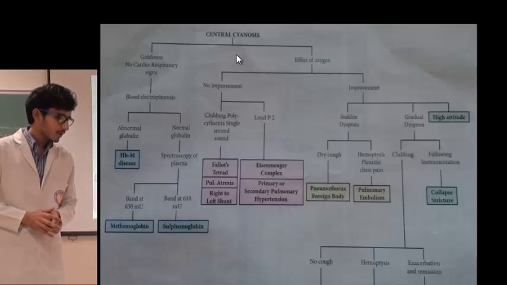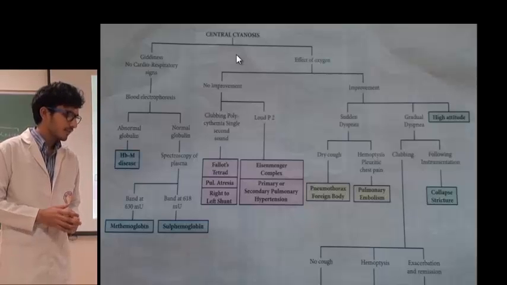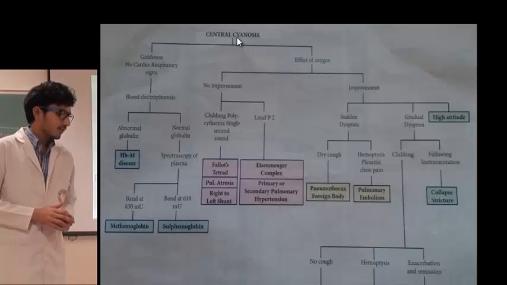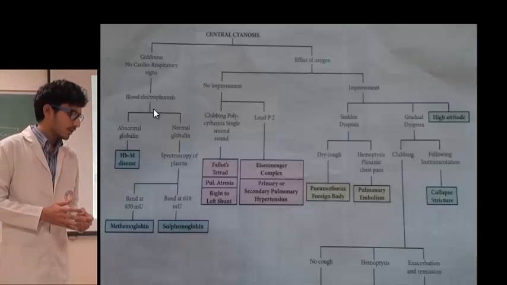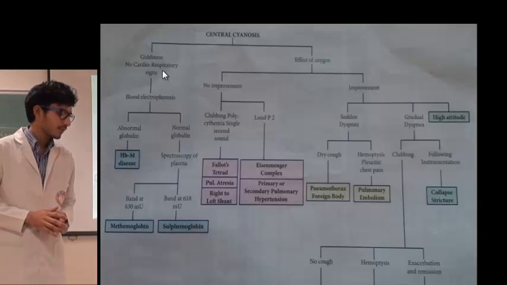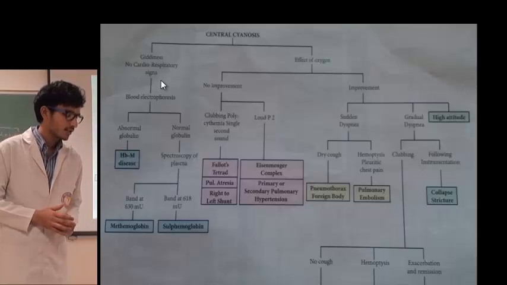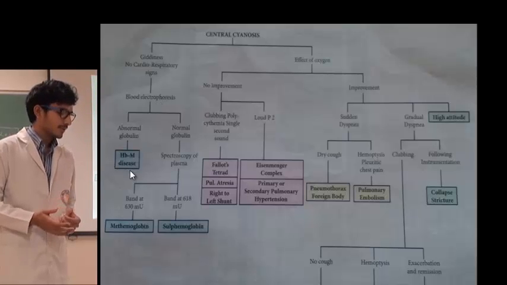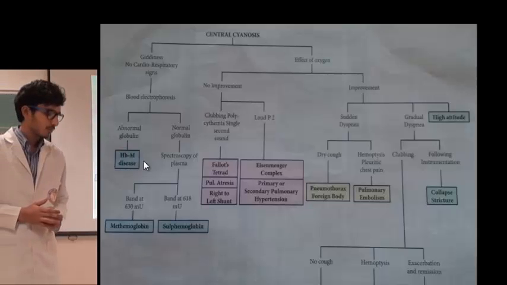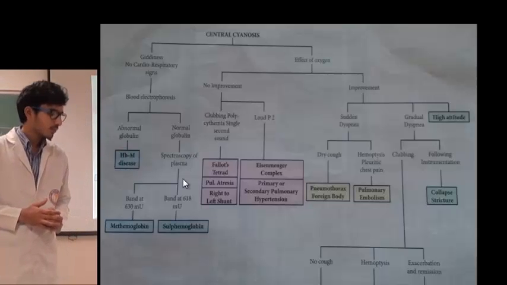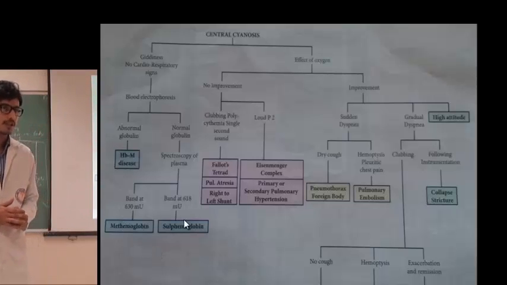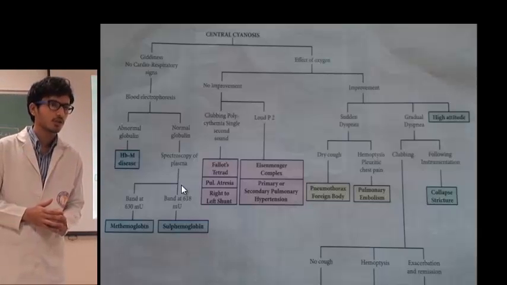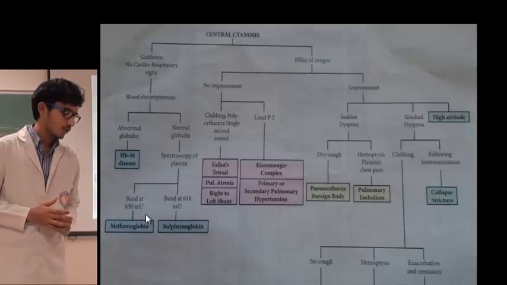So in cases of central cyanosis, if the patient presents with giddiness and we do not find any cardiorespiratory signs, then the most probable reason might be a problem in the blood. So we would go for blood electrophoresis, and we can identify abnormal globins in the blood, as in HbM disease, and normal globins with abnormal hemoglobins in the blood, such as methemoglobin and sulfhemoglobin. Normally hemoglobin has the ferrous form of iron, but if the ferric form of iron is present in hemoglobin, it is termed methemoglobin, and it leads to a reduced capacity of the hemoglobin to carry oxygen.